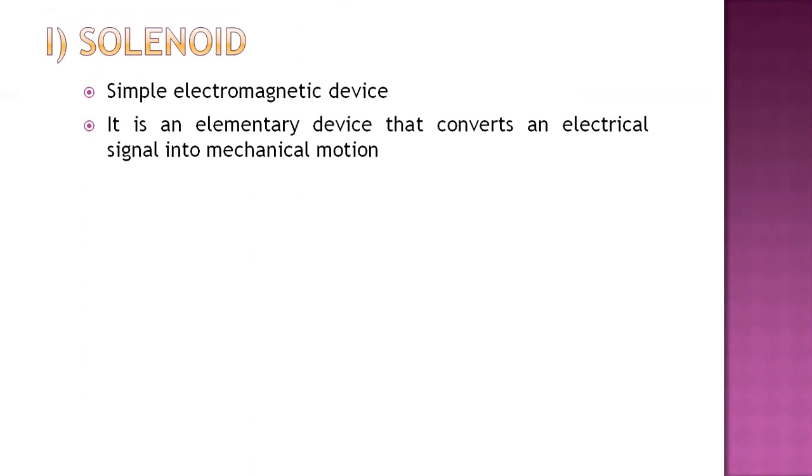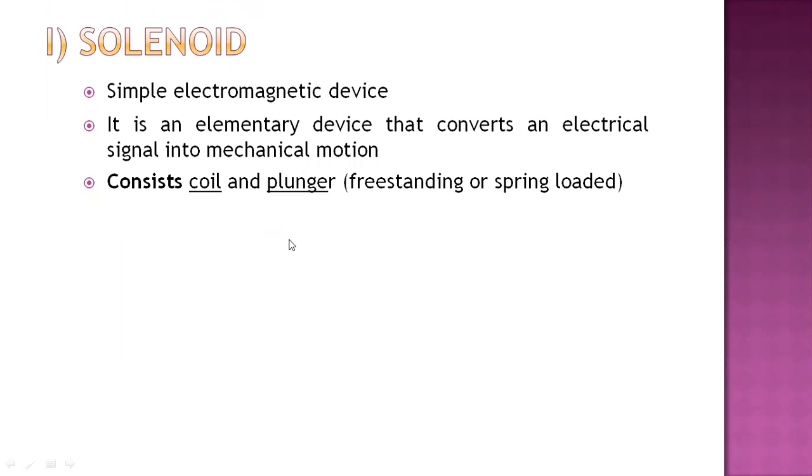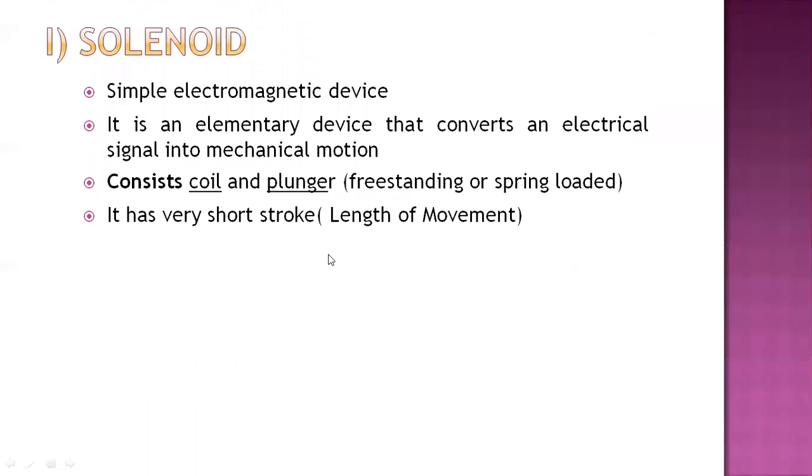The first one is the solenoid. It is a simple electromagnetic device that converts an electrical signal into mechanical motion, usually in a straight line. It consists of a coil and a plunger that is freestanding or sometimes spring loaded. It has a very short stroke, that is, the length of the movement.